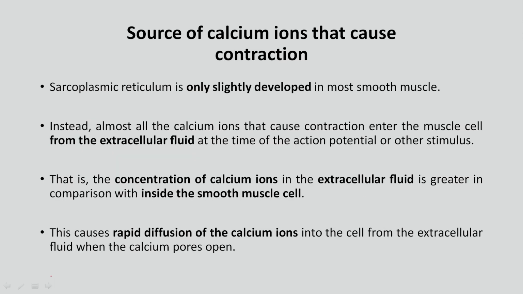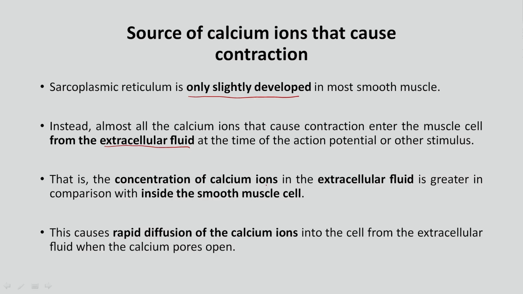Now, the source of the calcium ion that causes the contraction. The sarcoplasmic reticulum, as already told, is only slightly developed in the smooth muscle. So, for smooth muscle contraction extracellular calcium is required. Instead, all the calcium ion that causes the contraction enters the muscle from the extracellular fluid. Since the sarcoplasmic reticulum is not well developed as in the skeletal muscle, smooth muscle requires calcium from the outside, that is from the extracellular fluid, at the time of the contraction of the muscles.